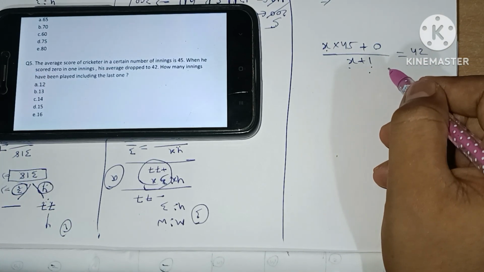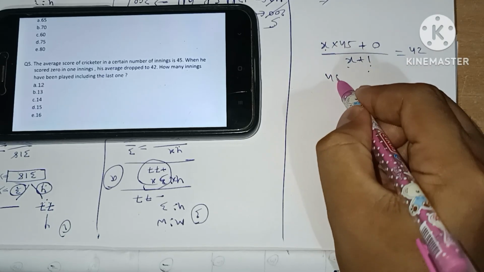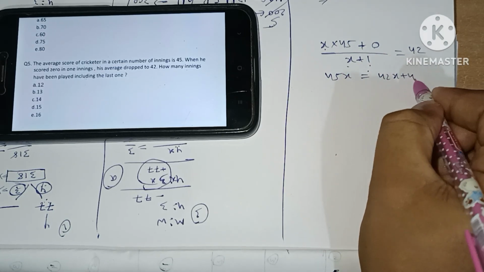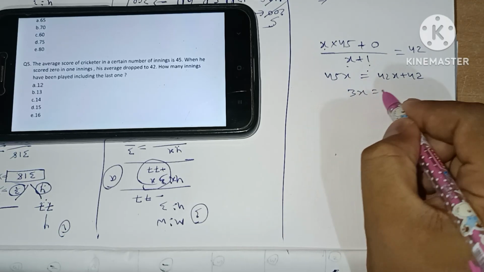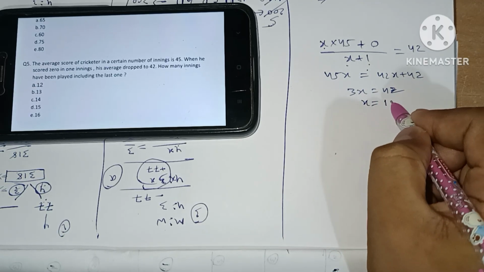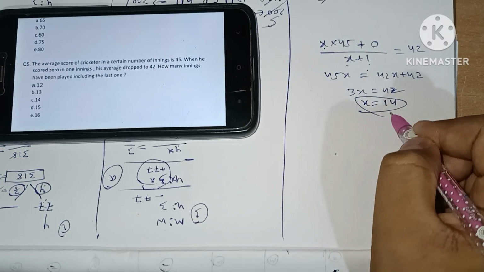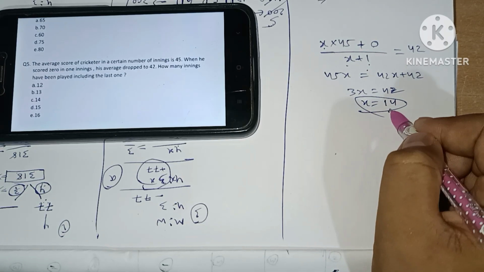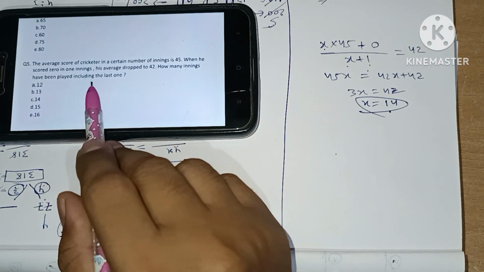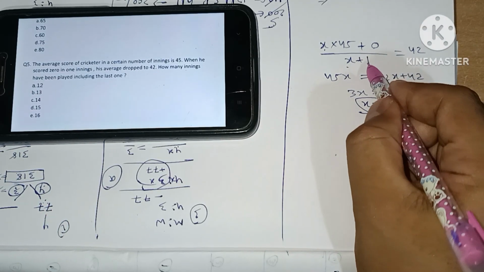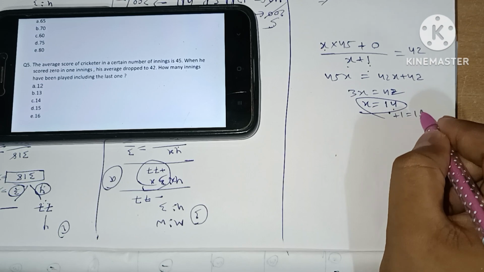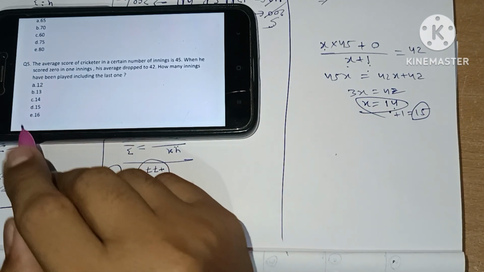From this we can find the value of X. 45x equals 42x plus 42. So 3x equals 42. X value will be 14. So the number of innings is 14. The question asked is how many innings have been played including the last one. Including the last one means 14 plus 1, which is 15. So 15 is our answer. Option D is the answer.